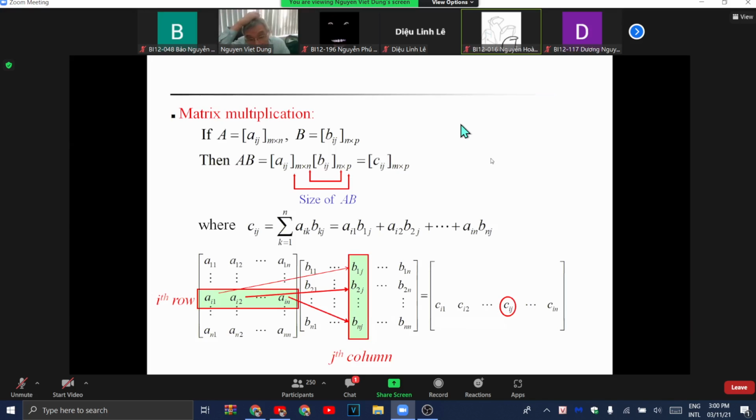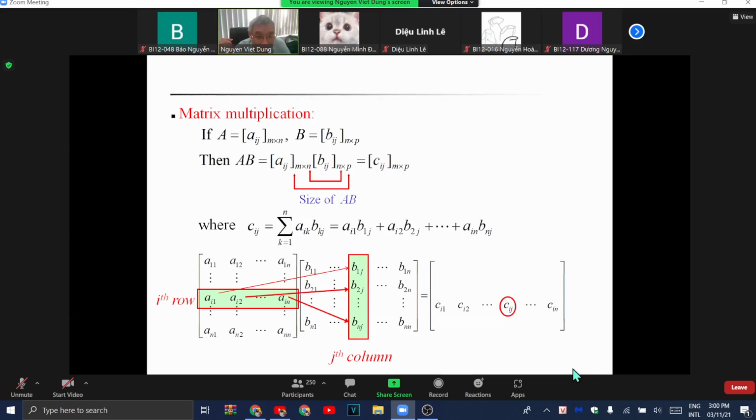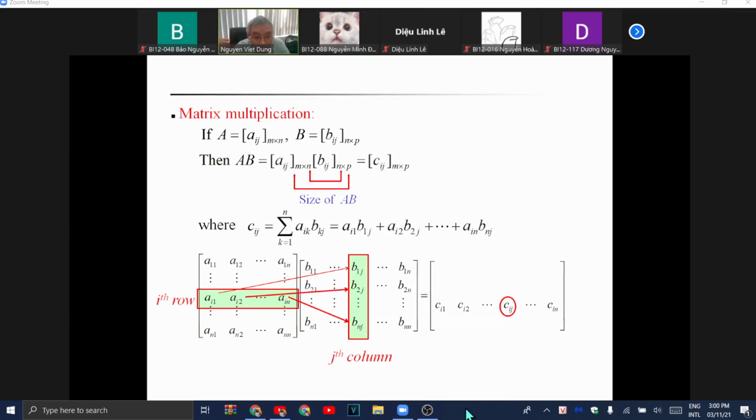The most difficult operation is the multiplication of matrices. Suppose that you are given two matrices A and B. Please be careful with the order of A and B. Here A is the matrix standing on the left, and B is the matrix standing on the right side of A. Or we say A is the first matrix and B is the second matrix.